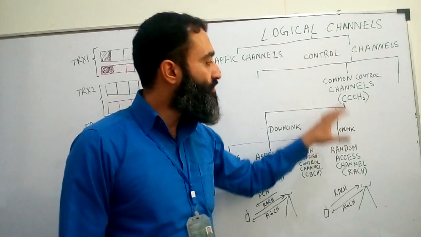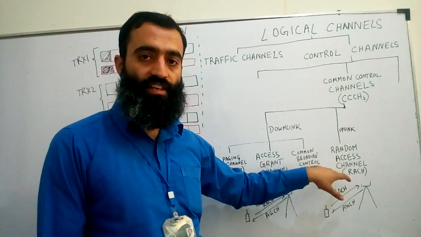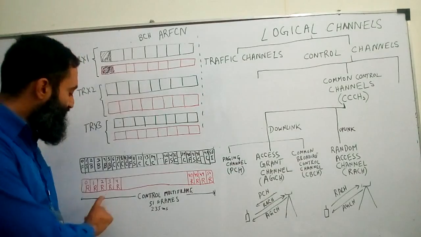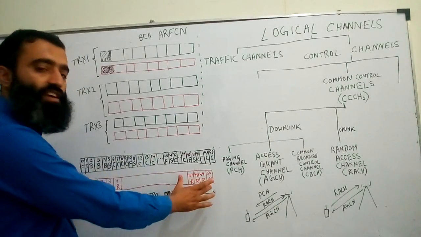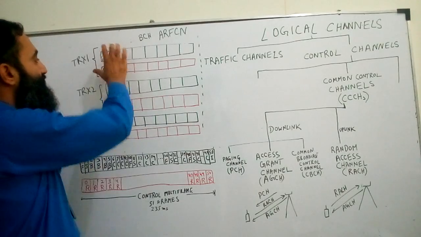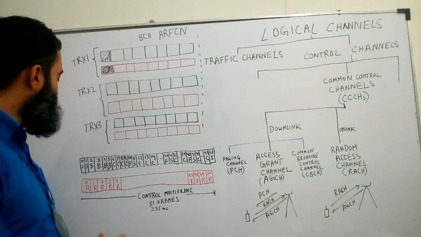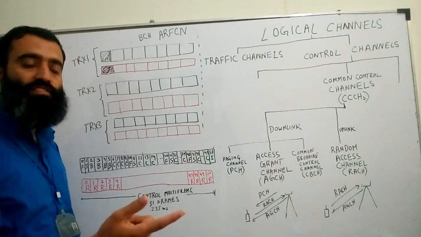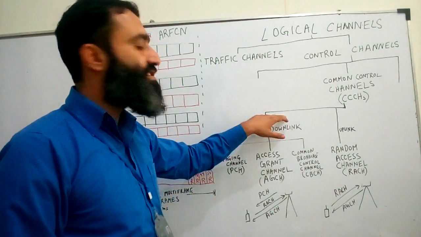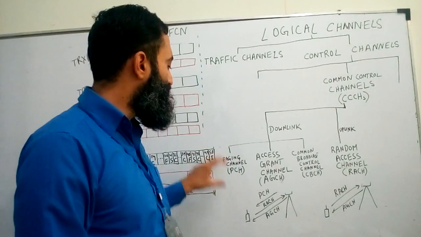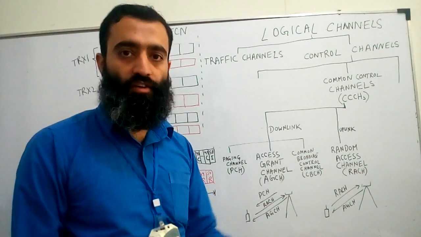Now there are two types of common control channels. One is in the uplink direction. It is the random access channel, which is mapped on all the first time slots of the 51 multiframe. This means that the first time slot of TRX1 in the uplink direction will carry the random access channel in the 51 multiframe. And in the downlink, the common control channels are the paging channel, access grant channel, and the common broadcast control channel.